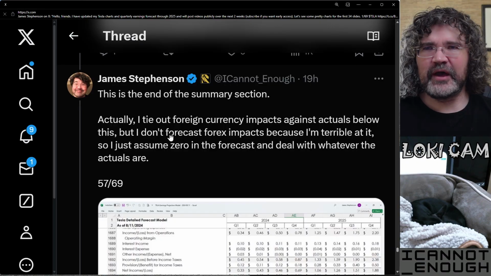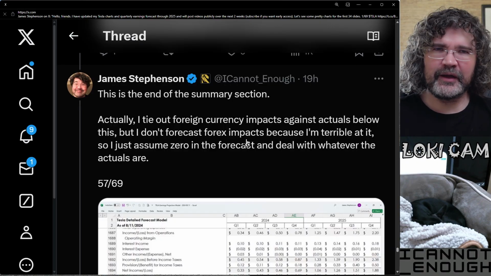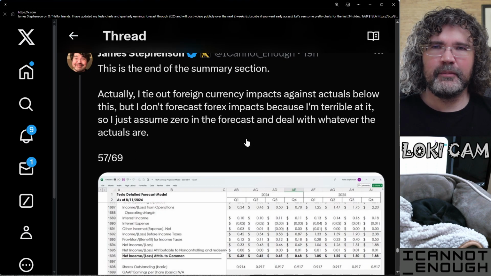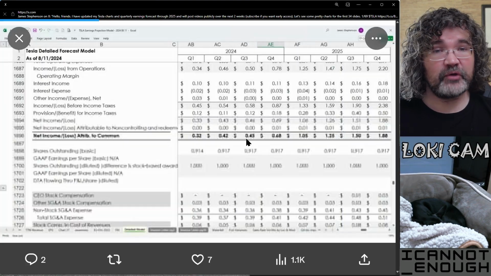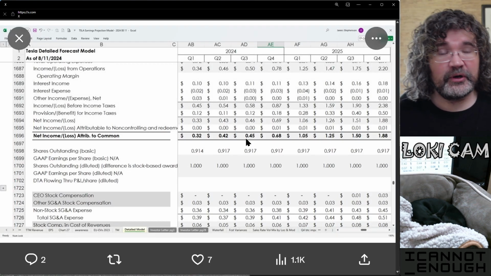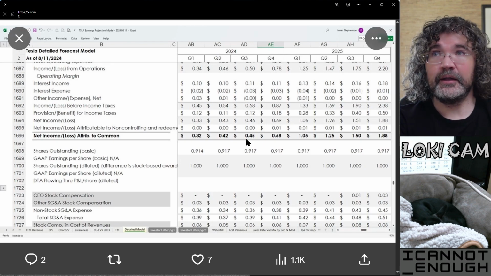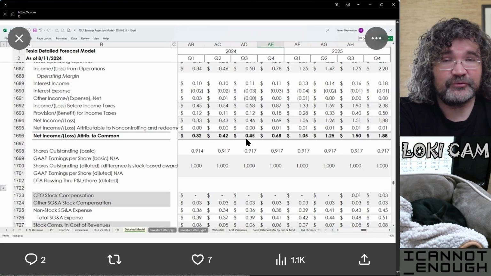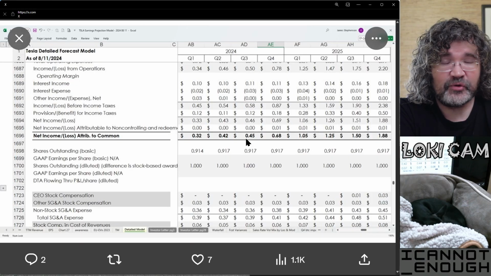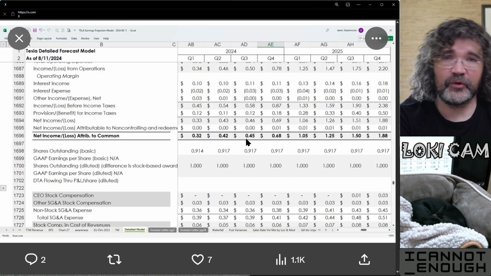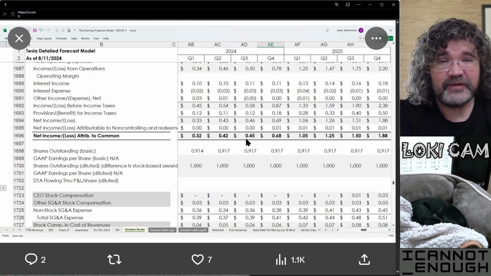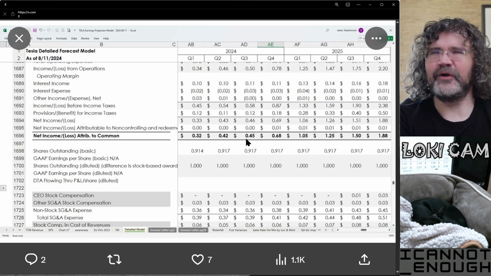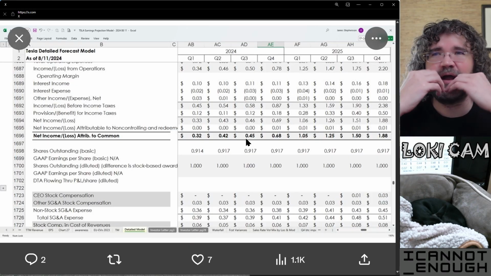This is the end of my summary section. Actually, I tie out foreign currency impacts against actuals below this, but I don't forecast Forex impacts because I'm terrible at it, so I just assume 0 in the forecast and deal with whatever the actuals are. I used to try forecasting foreign currency exchange impacts, and I would get them wrong directionally, despite having tried, like trying to research, okay, what are the exchange rates? How different are those from what they were a quarter ago, etc. Okay, it ought to be a favorable or an unfavorable. I would get them directionally wrong, right? So I just stopped trying to do that.